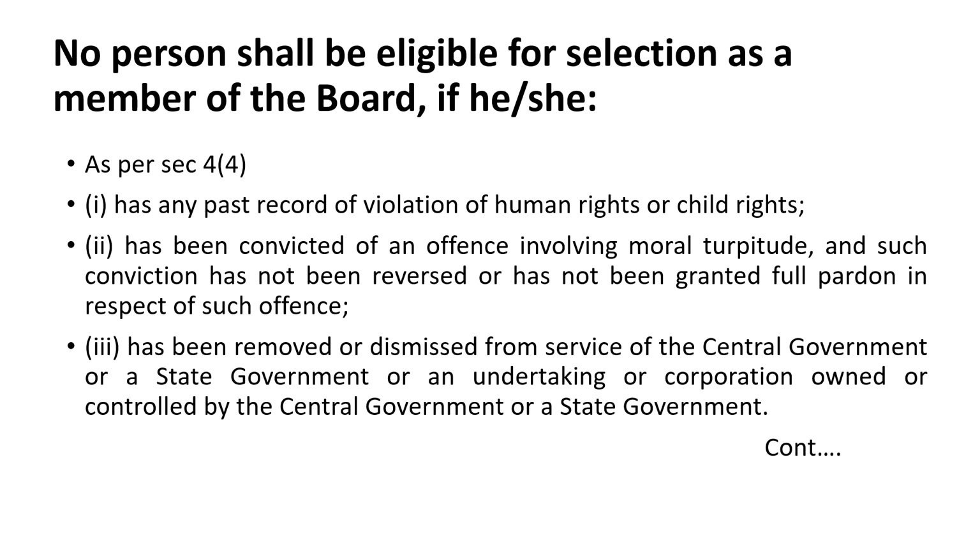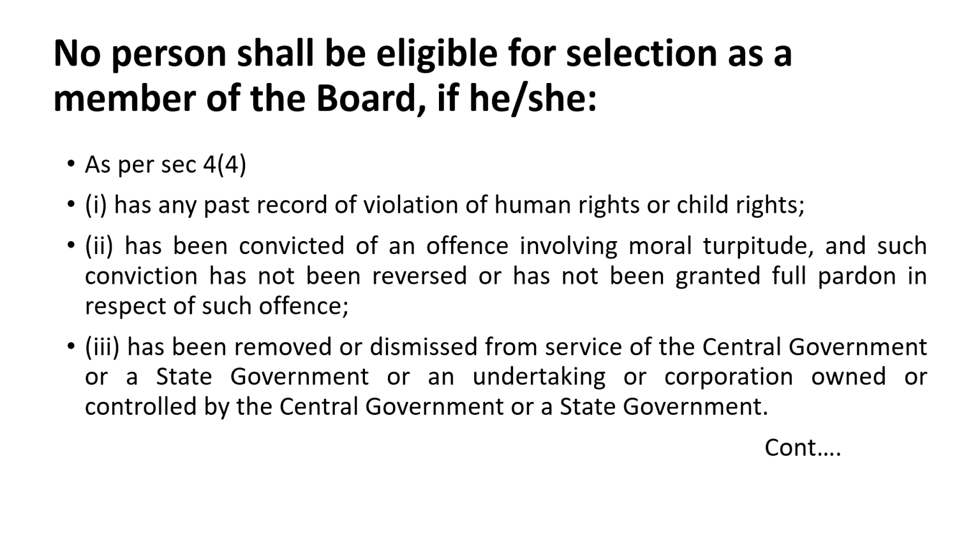Now, the disqualifications for being appointed as a member in the Juvenile Justice Board. As per section 4, subclause 4, no person shall be eligible for selection if he has any past record of violating human rights or child rights, has been convicted of an offence involving moral turpitude, and such conviction has not been reversed or has not been granted full pardon in respect of such offence, or has been removed or dismissed from service of the central government or a state government or an undertaking or corporation owned or controlled by the central government or a state government.